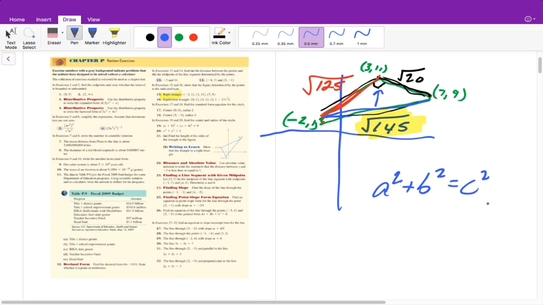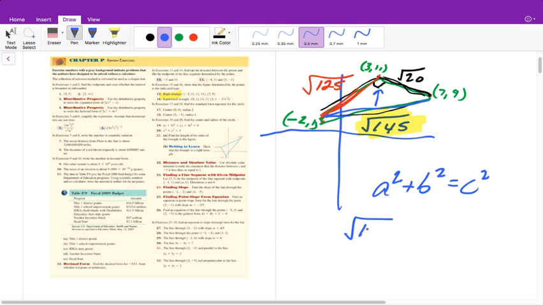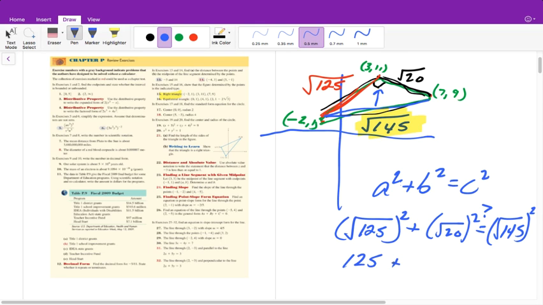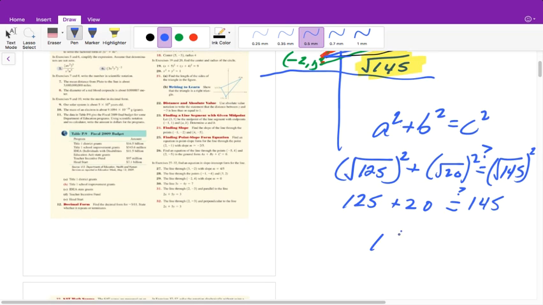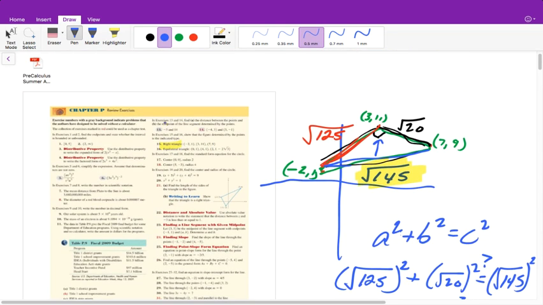So what we do now is we just substitute them in. It doesn't matter which one you make a squared and b squared, but the square root of 125 squared plus the square root of 20 squared. Does this equal the square root of 145 squared? If it does, then it's a right triangle. If it doesn't, then it's not. So it would be 125 plus 20. Does this equal 145? And yes, it does. So since they equal each other, we know that this is a right triangle.